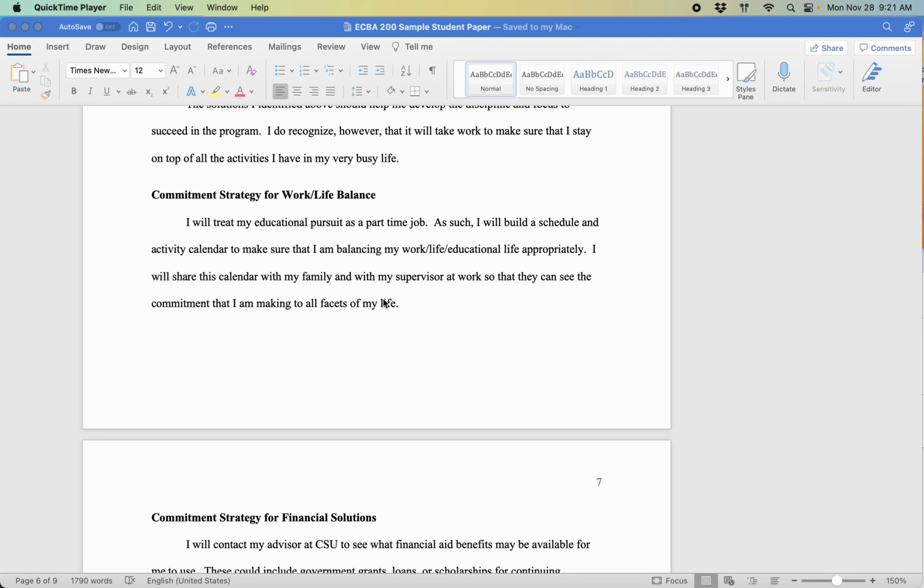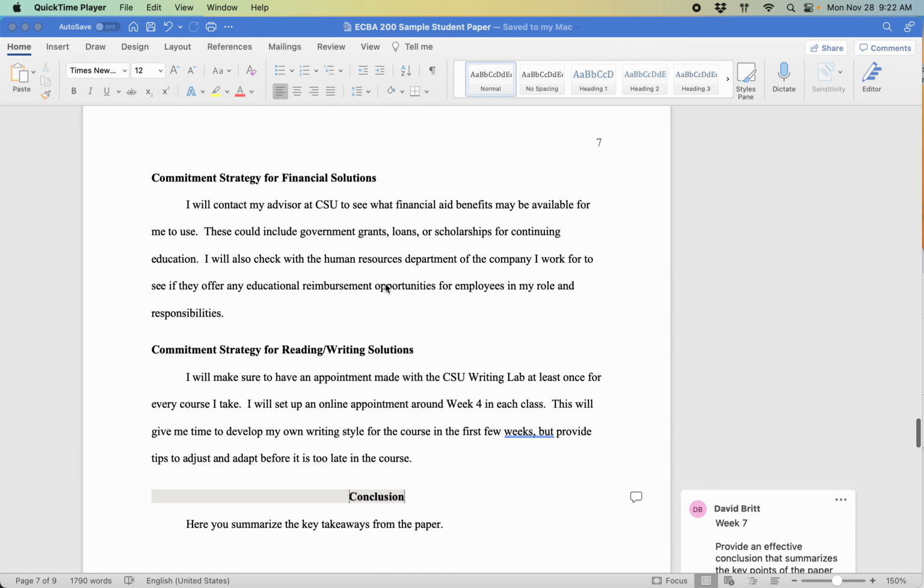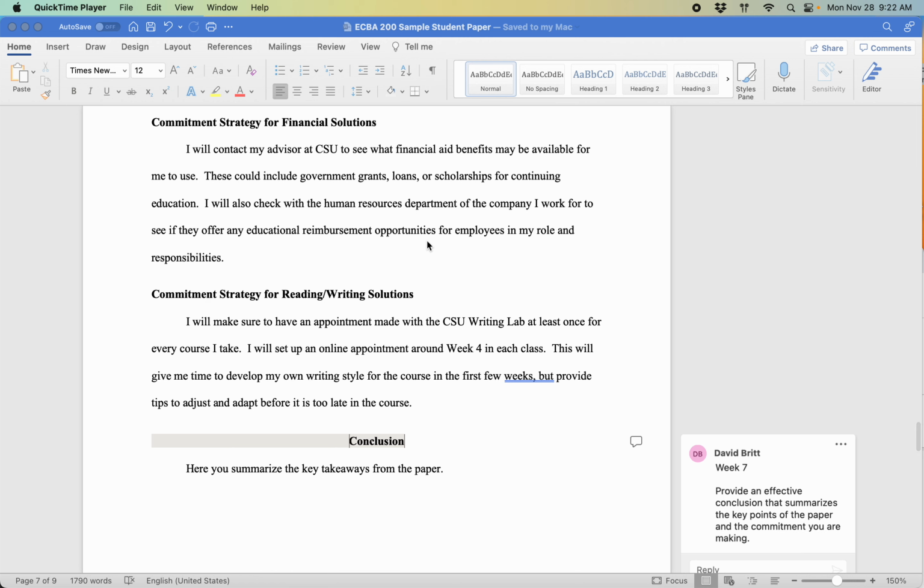By the way, this is something that you may really want to consider. It's very, very important. I found that students who look at their educational opportunity as a part-time job and schedule it accordingly are much more successful than those who do not do that. Commitment strategy for financial solutions. I will contact my advisor at CSU to see what financial aid benefits may be available for me to use. This could include government grants, loans, or scholarships for continuing education. I will also check with the Human Resources Department of the company I work for to see if they offer any educational reimbursement opportunities for employees in my role and responsibilities.